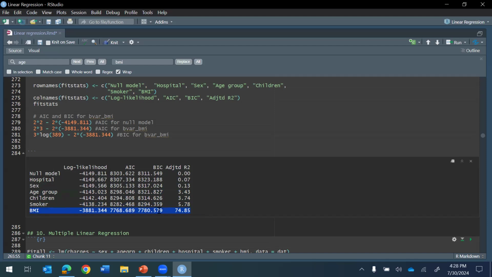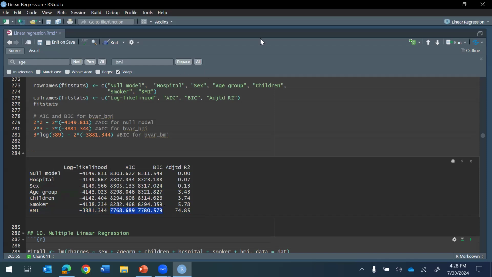And with that, we can even see that it has the log likelihood value that is closest to 0, or the largest if you want, and also the lowest AIC and BIC values compared to the other models.